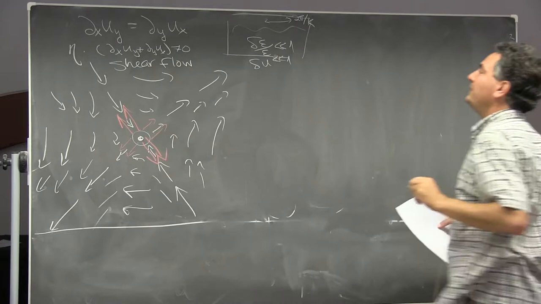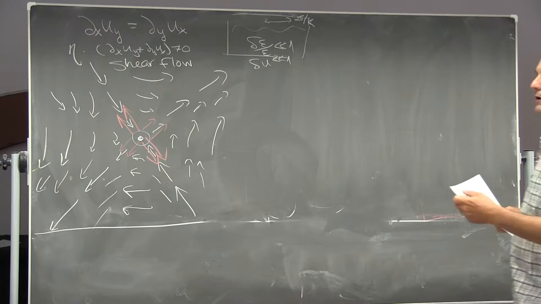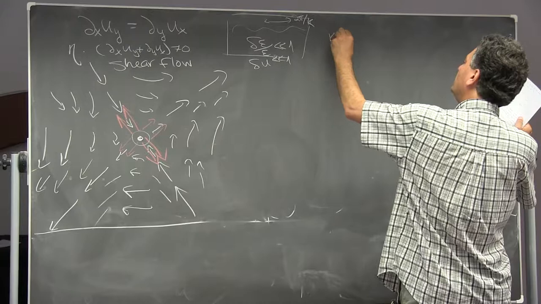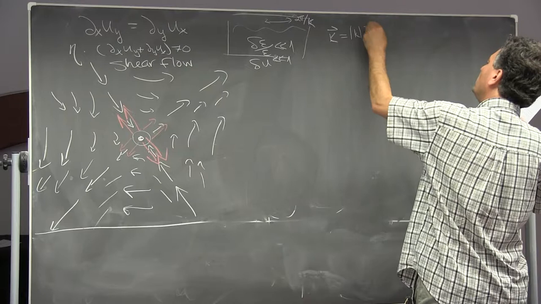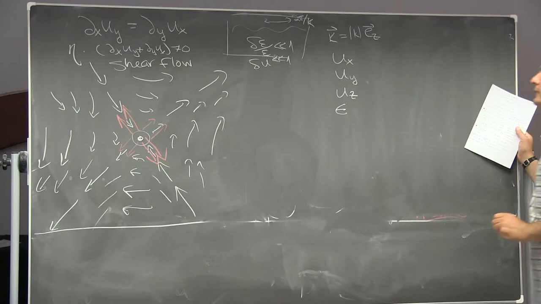wavelength. Instead of writing it as lambda, because lambda is something else, I'm going to write this as 2 pi over k. k is the wave number, which is going to characterize such a wave. So there are 4 degrees of freedom. Let's choose k to be magnitude k times a normal vector in the z direction, just to be specific. Then I can have ux, uy, uz, and e as 4 variables.